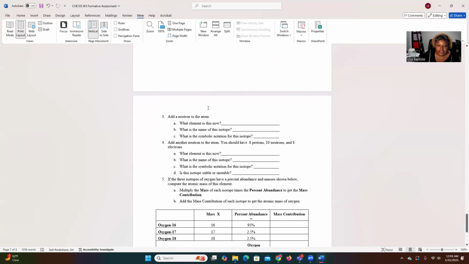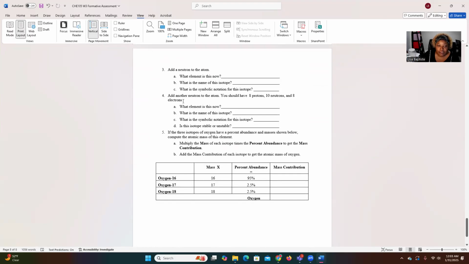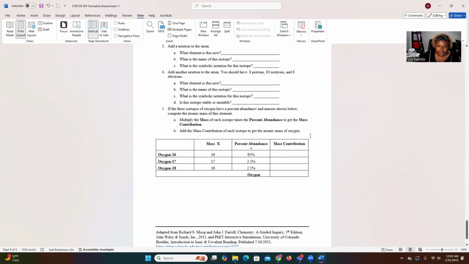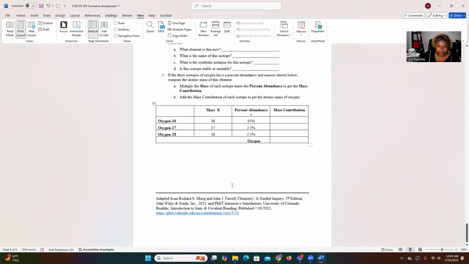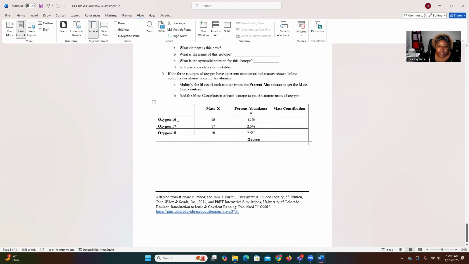All right. And so then it'll ask you to add a neutron, add another neutron, and different things so that you get to here. One thing I do want to note for this particular calculation, it says multiply the mass by the percent abundance. You do need to change this percent to a decimal before you multiply it by the mass. So 95%, if we divide it by 100, that would change that to a decimal. Once you've done that, then you multiply it by the 16.